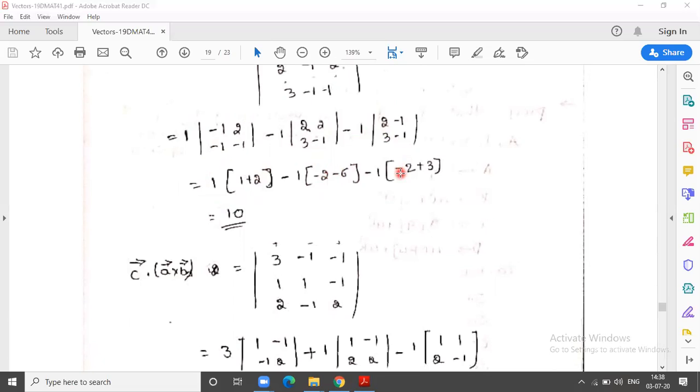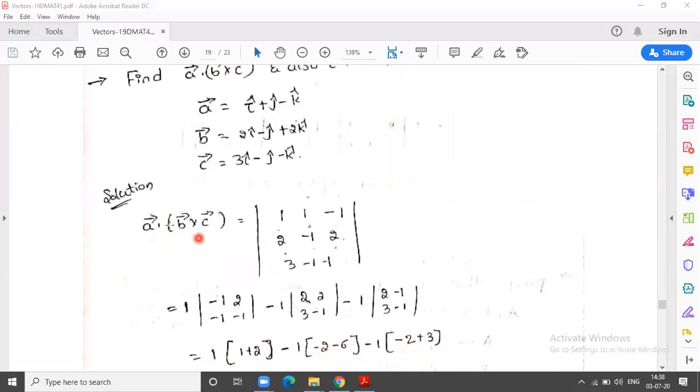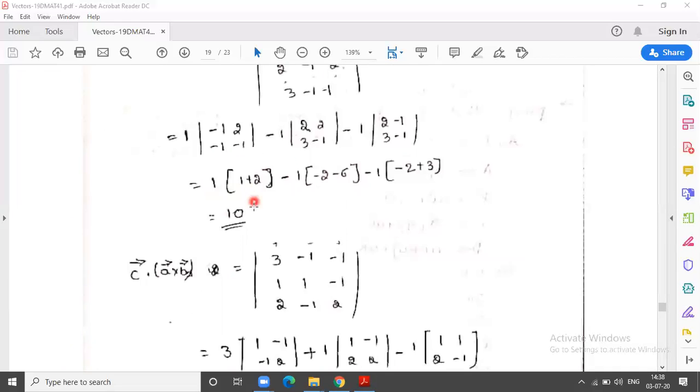Minus 1 into 2 into minus 1, minus 2. Minus 1 into 3 is minus 3, and minus of minus 3 becomes plus 3. If you simplify, 1 plus 2 is 3. Here it becomes minus 8 into minus 1, which is plus 8. 3 plus 8 is 11, minus 1 makes 10. This is the required value of A dot of B cross C. This is also known as the triple product of A, B, C.